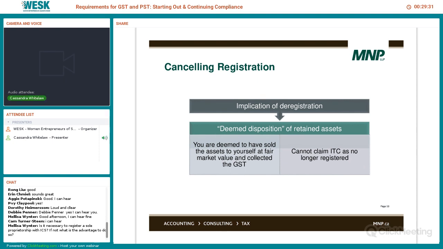Something very important to keep in mind about canceling your GST registration is that when you cancel that registration, there's what's called a deemed disposition of any assets that you still have in your business. And so essentially you're deemed to have sold these assets to yourself at fair market value. And so what this means is you will have to remit GST on those assets. However, you're not eligible to claim an input tax credit because you've now canceled your GST registration. So depending on the assets in your business and their fair market values, there could be a GST cost to canceling your registration.